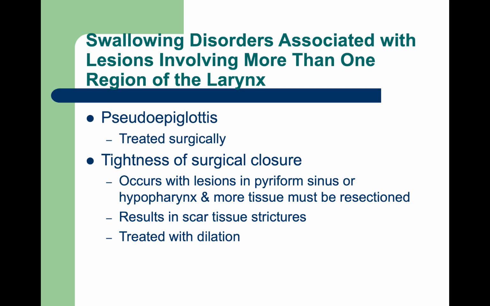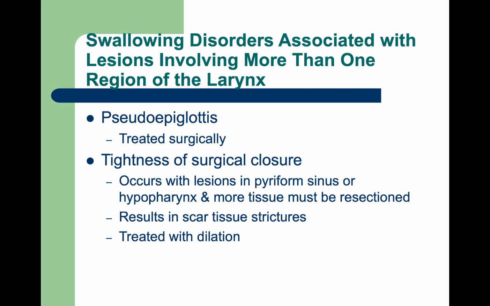So if more than one region of the larynx is involved, then this usually requires a total laryngectomy procedure. The silver lining to a total laryngectomy is that there is absolutely no risk for aspiration because the respiratory system and the gastrointestinal tract are completely physically separated from each other. However, there are several post-op problems that do or can present in laryngectomy situations.